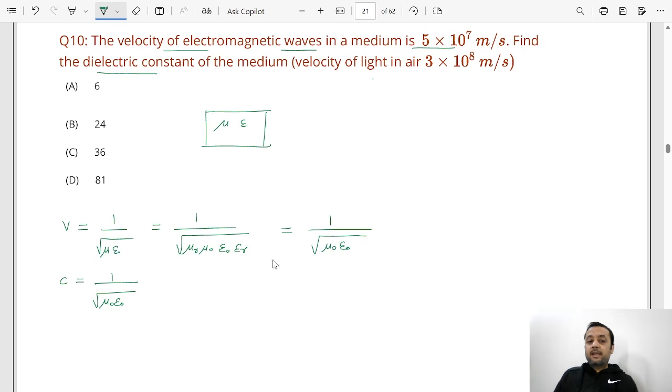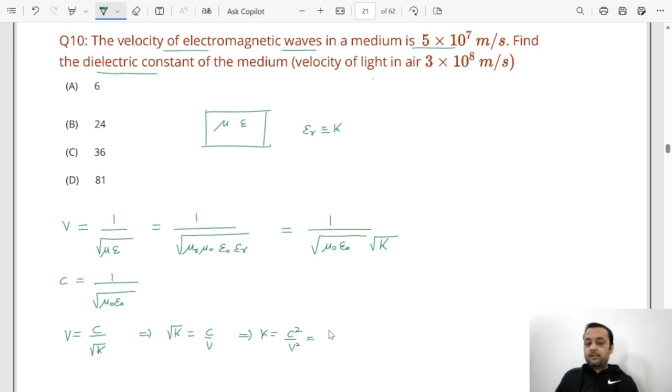Mu naught into epsilon naught and root of epsilon r. Now epsilon r is the relative permittivity, which is also called the dielectric constant, so we can call it k. Basically this becomes root k, and this value is nothing but the speed of light in air. So the value of v can be c upon root of k. Now as per this question, root k becomes c by v, which means k is nothing but c square upon v square. Now you can put the values.